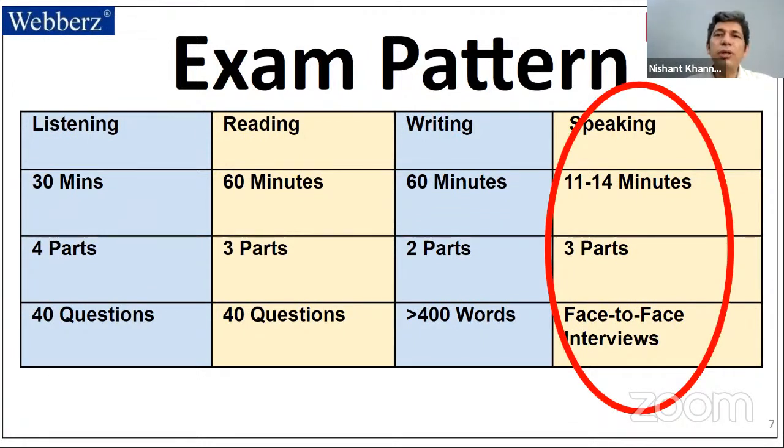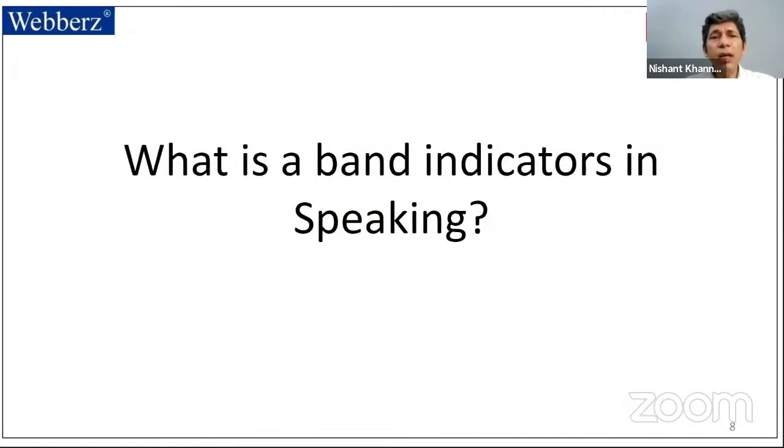Our focus is going to be on speaking today. What is basically a band indicator in speaking? That is what we're going to learn today. So we learn it step by step so that we understand how to increase our band score and what is the interpretation of the examiner when you do a speaking. That is the objectivity of marking.